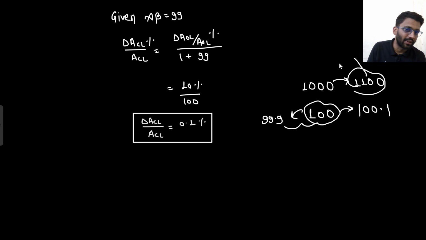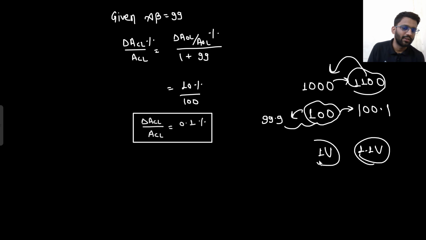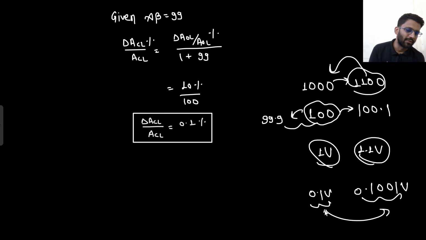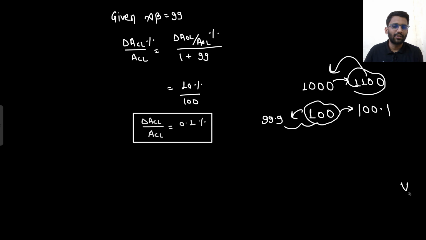At 1 millivolt it will give you 1 volt output, and at 1 millivolt this will give you 1.1 volt output. So that is a huge difference. But in this case, at 1 millivolt it will give you 0.1 volt output, and at 1 millivolt this will give you 0.1001 volt output. Both are nearly the same, right? The values are nearly the same. So here you are getting the gain stability. So this was the question.